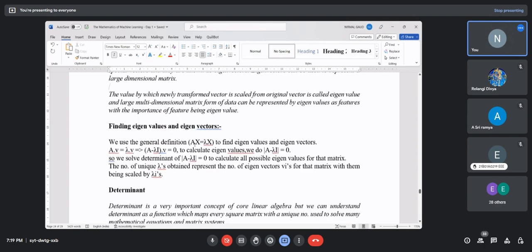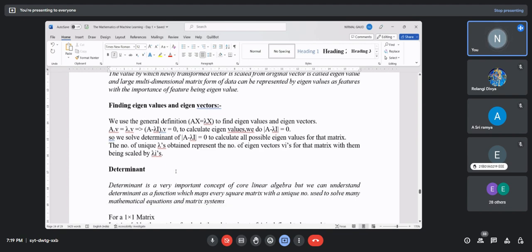Now, how to find them? What is the approach? The approach is quite simple. This is the equation, and I need to solve it: Ax equal to lambda x. I will write Ax minus lambda x equal to 0, shifting lambda x to this side. Taking x common, it will be (A minus lambda I) x. Then I'm going to prepare the determinant of it and solve the equation for lambda. Here it is: determinant of A minus lambda I equal to 0.